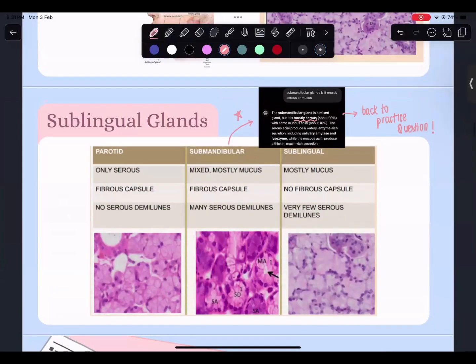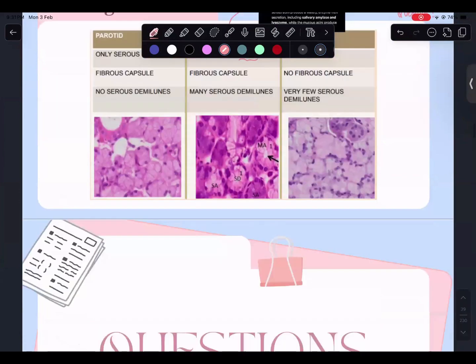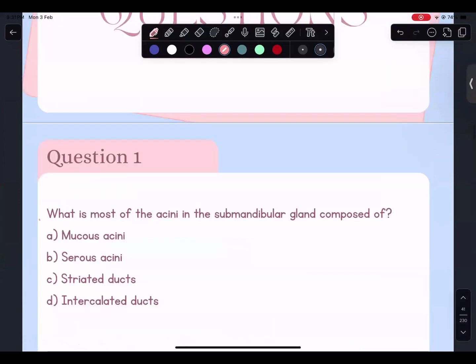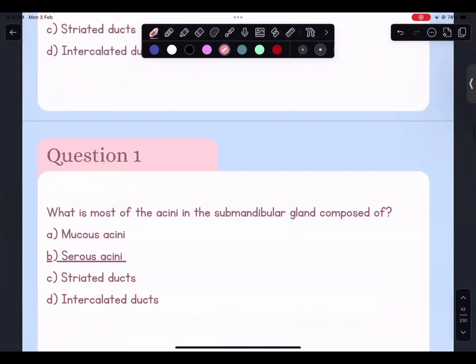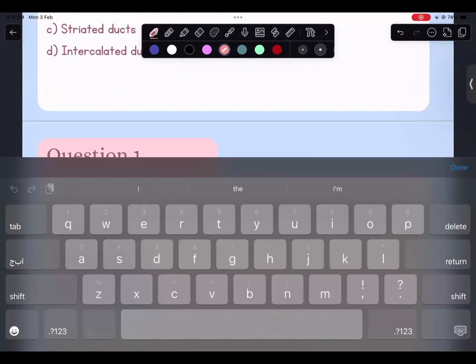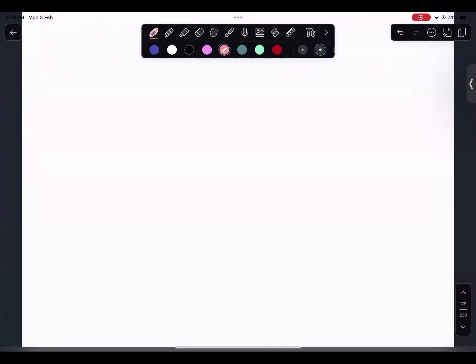About this table here, it says mostly mucus. I just want to address it. I searched it up and it's actually wrong. It's mostly serous. So I just want to clear that out. And this question is also right because we said it's serous, isn't it? Okay, now moving on to liver and gallbladder.